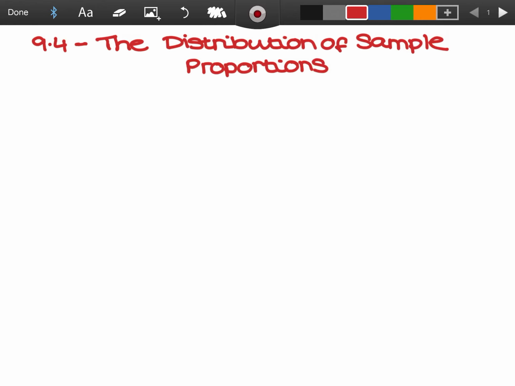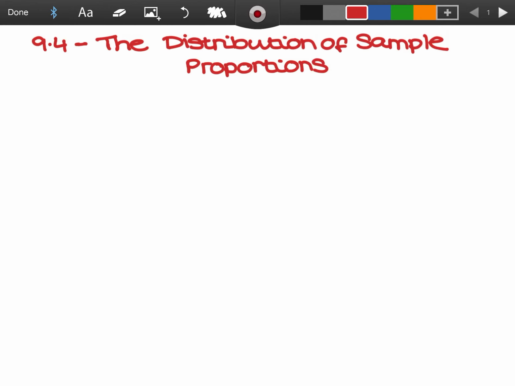So what we've said before is we normally have a population and we're going to take a sample from the population and then we're going to find the mean of that sample. So as long as it's a representative sample, it will tell us something about the mean for the whole population. We're going to do the same thing now, but with proportions.